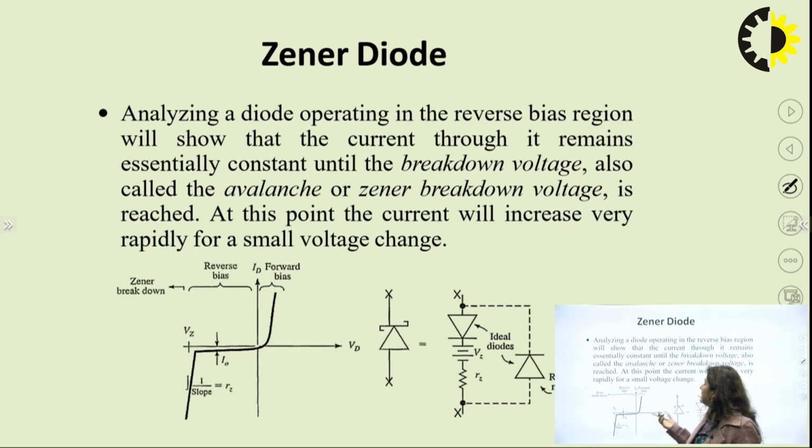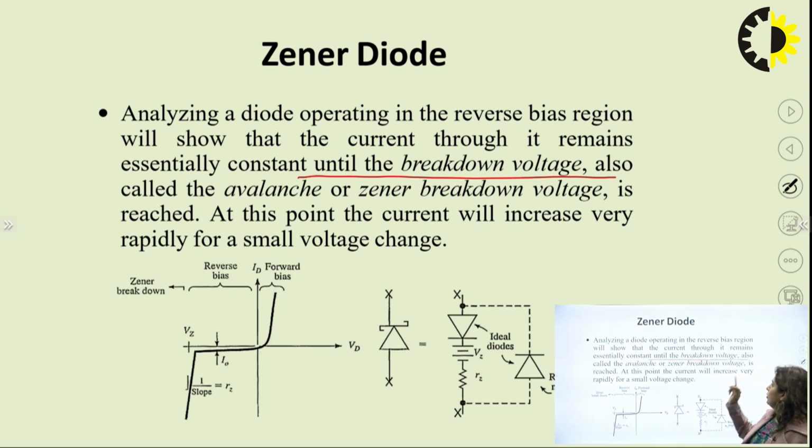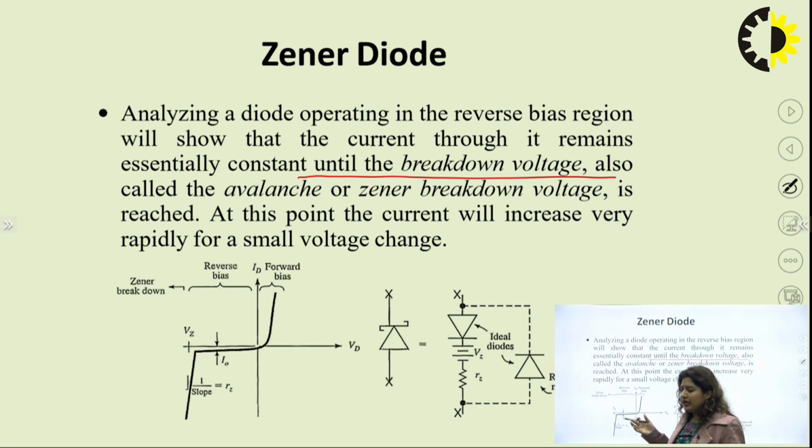Analyzing a diode operating in the reverse bias region, normally the Zener diode works in the reverse bias region, will show that the current through it remains essentially constant until the breakdown voltage, also called the avalanche or Zener breakdown voltage, is reached. At this point the current will increase very rapidly for a small voltage change. If I consider the difference between the p-n junction and the Zener diode, in the Zener diode the reverse bias current is more as compared to the p-n junction diode.